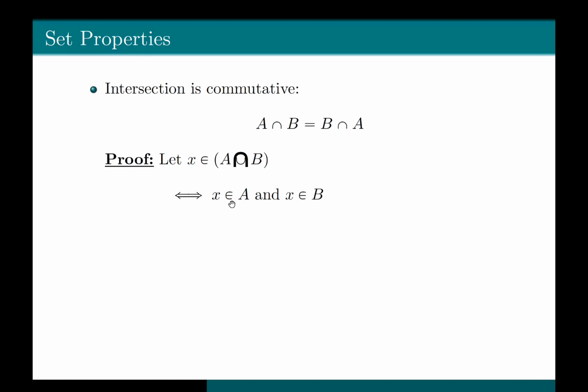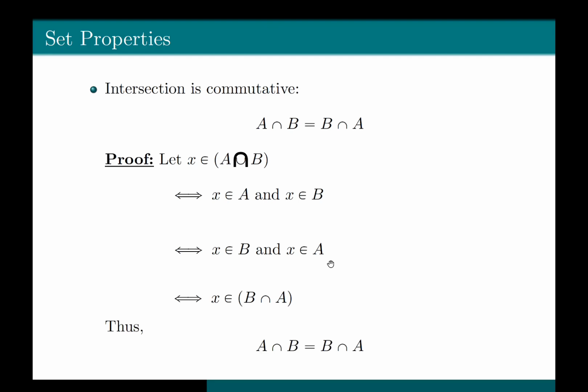Perfect. If X belongs to both the sets, then it is similar to saying X belongs to B and X belongs to A, which is that X belongs to B intersection A. So we started with X belongs to A intersection B, and we have proved that X belongs to B intersection A.